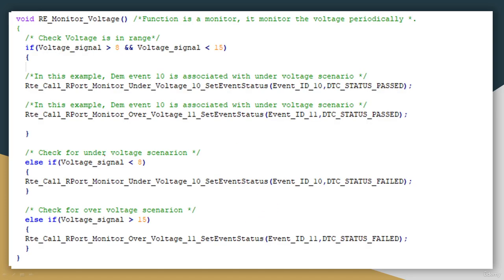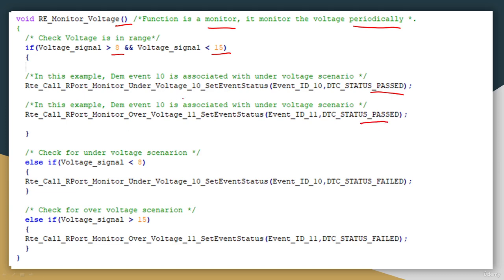So this is one example. We have a function or a runnable, RE monitor voltage. This function is nothing but a monitor which is monitoring the voltage periodically. We are calling this monitor voltage function periodically, say every 10 milliseconds. So here first we will check the range. If it is in range, that is, the voltage signal should be greater than 8 volts and less than 15 volts, it means this is the pass condition. This is the specific range, and in this you can see your monitor or your event is passed.